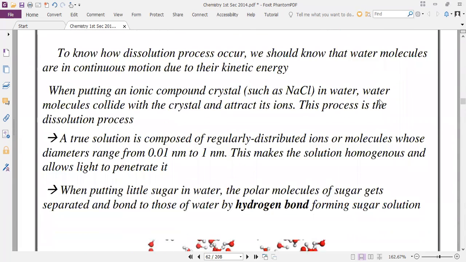To know how the dissolution process occurs, we should know that water molecules are in continuous motion due to their kinetic energy. How can we explain it? When putting an ionic compound crystal, such as NaCl, in water, water molecules collide with the crystal and attract its ions. This process, as we said before, is called the dissolution process.